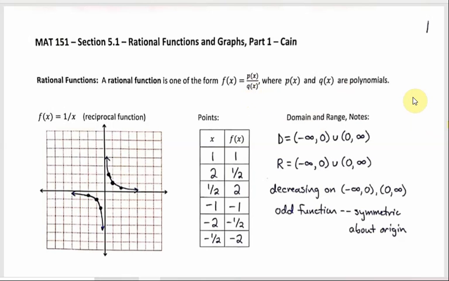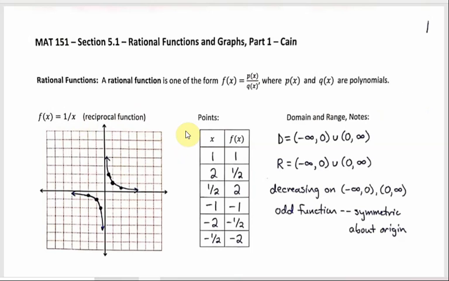So this section and the next section are mostly about graphing, and this section really focuses on a couple of rational functions that show up a lot, 1 over x and 1 over x squared. So the first one that shows up is 1 over x, right? I mean, there it is right there.